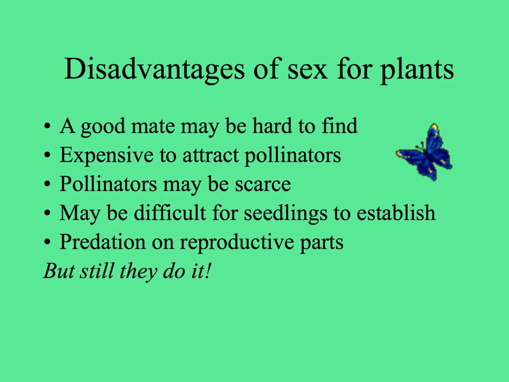But there are drawbacks. Not only is it expensive to attract pollinators, making these structures with rewards in them, but it may be hard to find a good mate. They may not be around. Or pollinators, the go-betweens, may be scarce. In addition, once seeds are produced, those little tiny things produce seedlings, and it's difficult for a seedling to get established. Not only that, but certain herbivores love to eat flowers, fruits, and seeds. But still, plants do it.